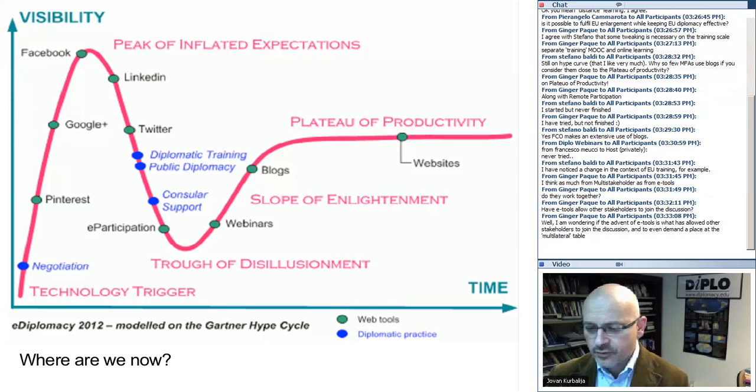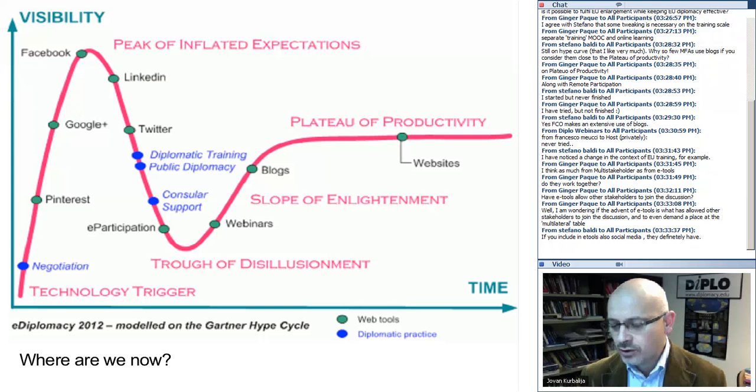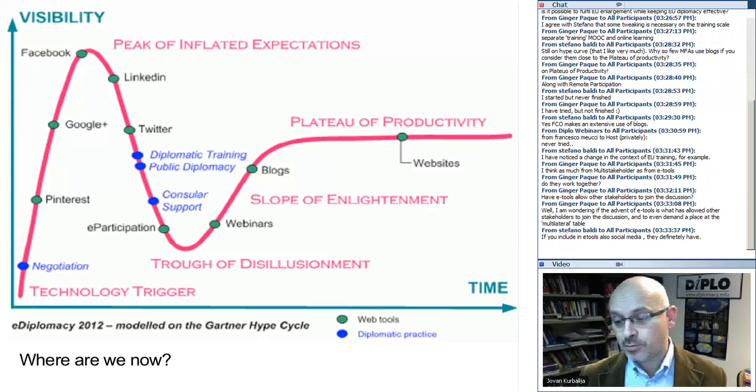Ginger, I'm wondering if the advent of e-tools is what has allowed other stakeholders to join the discussion and even demand a place at the multilateral table. That's a good question. We have a tool, we have facilitation, they can be present, they can follow the multilateral negotiation, and it raised a lot of expectations. Some people said, okay, fine, if we have a tool, if we can be in the conference room, why do we not become an equal partner in the multilateral negotiation in, for example, the UN? And that created another set of questions, including the question of legitimacy.